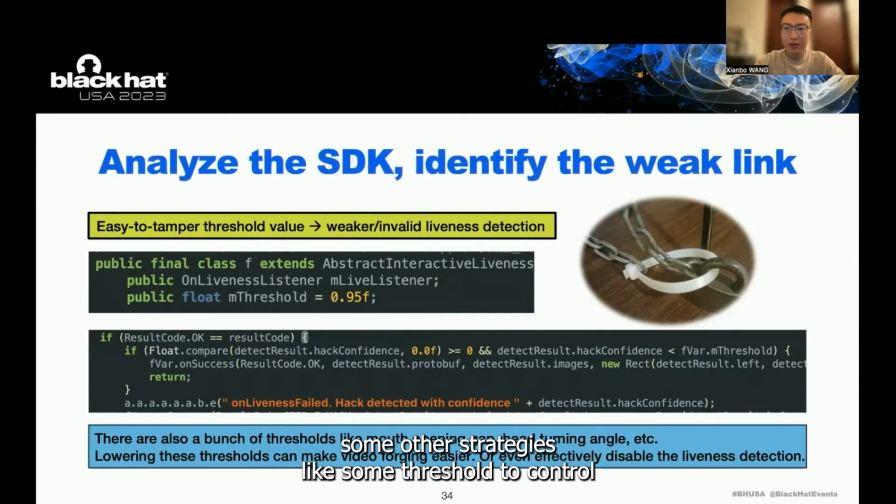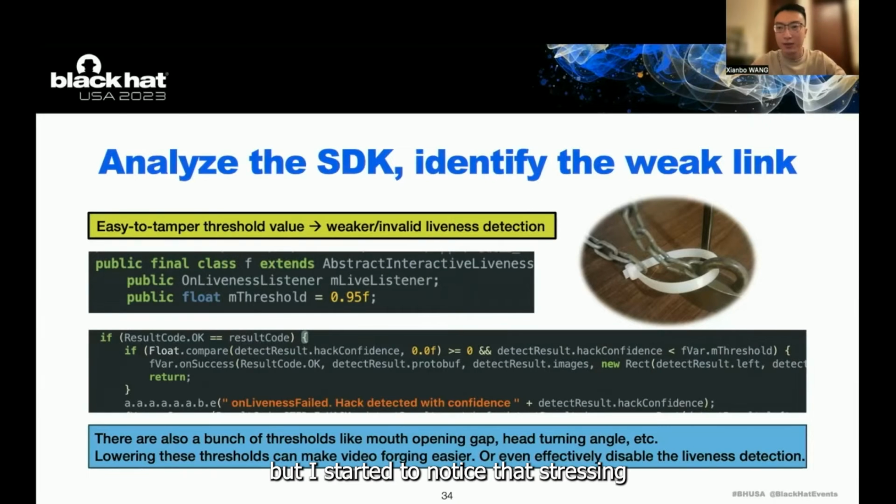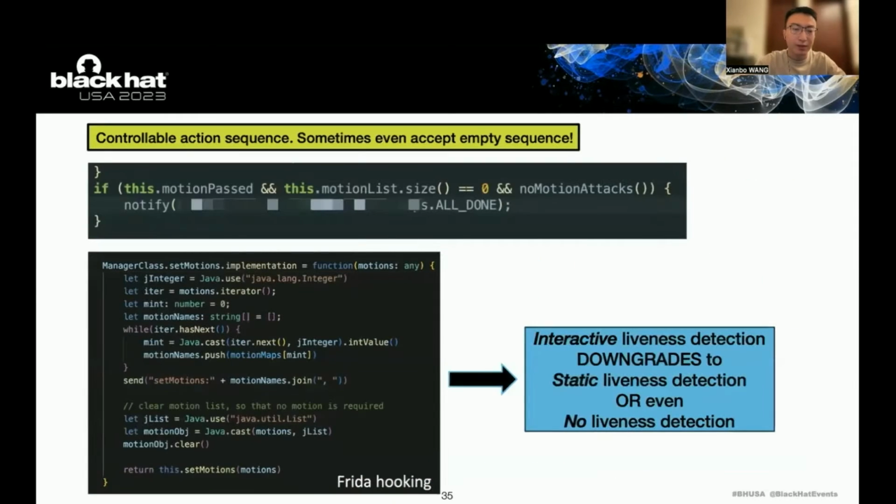And also there are some other thresholds, like a threshold to control how the user should turn his head. Like the user is expected to turn his head 90 degrees. But after the attacker lowers that threshold, maybe the user doesn't need to move his head. The liveness detection can still pass.